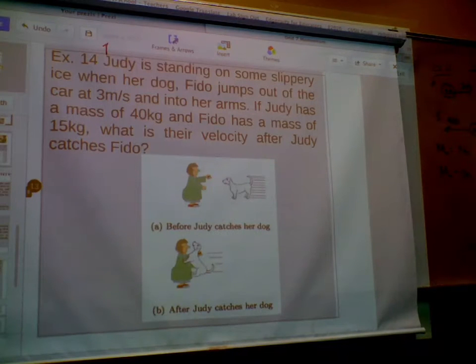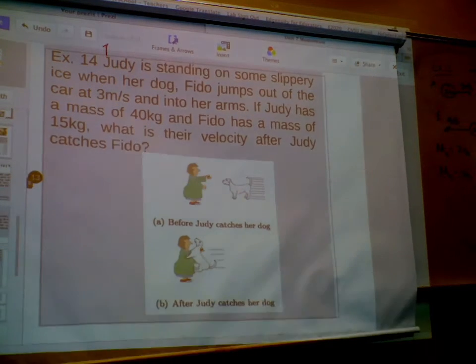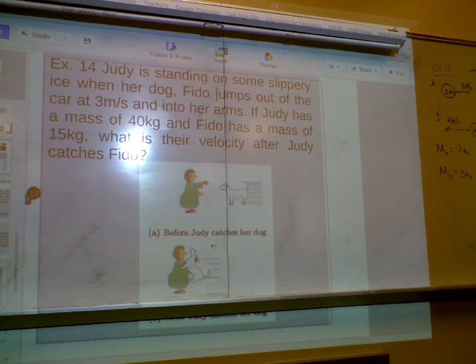Alright, so Judy's standing on some slippery ice. Her dog jumps out of the car at 3 meters per second and into her arms. She has a mass of 40, Fido's mass of 15. What is their velocity after Judy catches Fido? Now I cannot duplicate that picture, so I'm just going to draw on this picture.